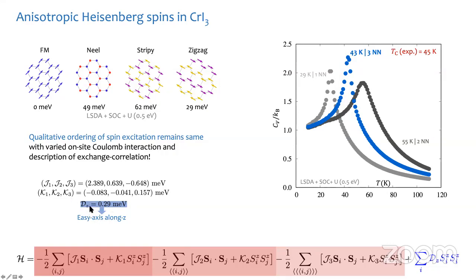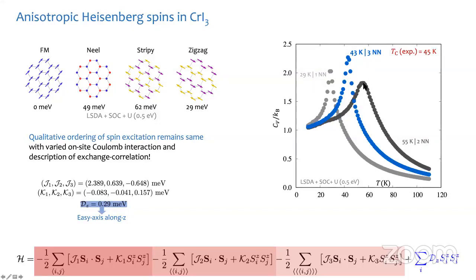Now putting in some more numbers, we see that the on-site anisotropy is very small, much less than 1 meV. And if you put all these numbers into this Hamiltonian and do a classical Heisenberg Monte Carlo, then we find that the Tc that we predict out of this model and these numbers is 43 Kelvin, which is much closer to the 45 Kelvin that was experimentally measured. If you take only J1, you would be much off, at 29.